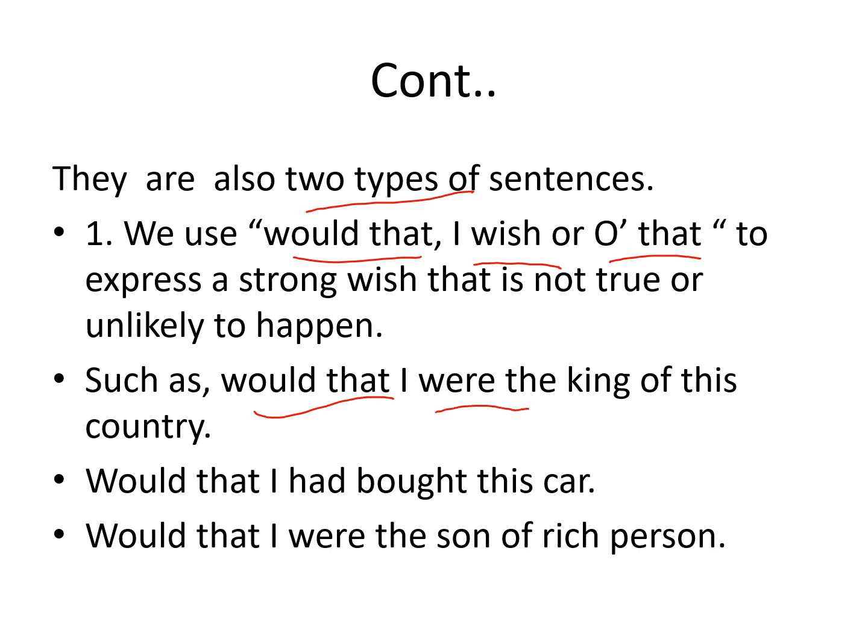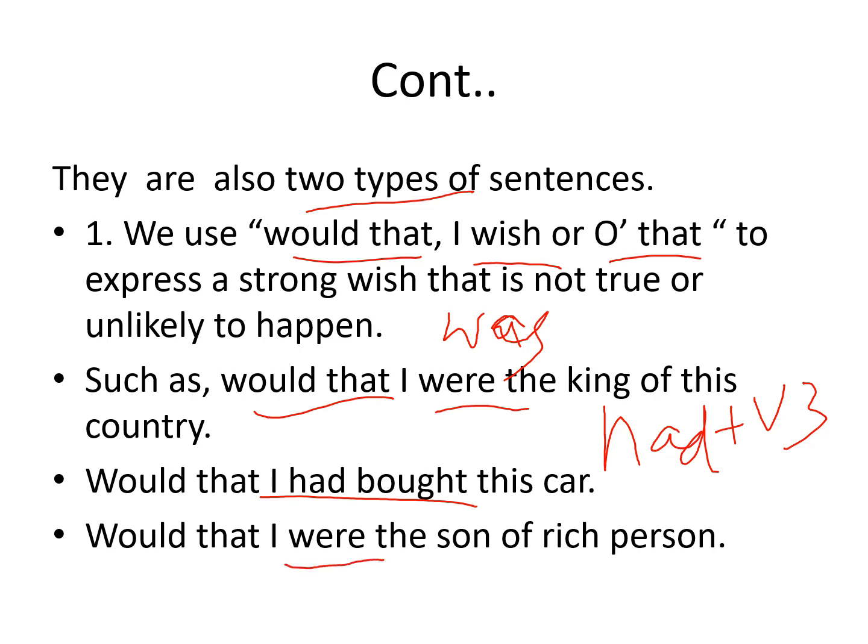Here you can see the structure of the sentence. We usually use was with I, but here we are using were. Would that I had bought this car. Here you can see you are doing or you are performing something. You have to use had plus V3. Would that I were the son of a rich person. Here again you are wishing something which is unlikely to happen, and there is verb with I.